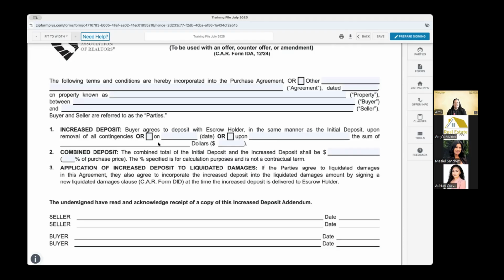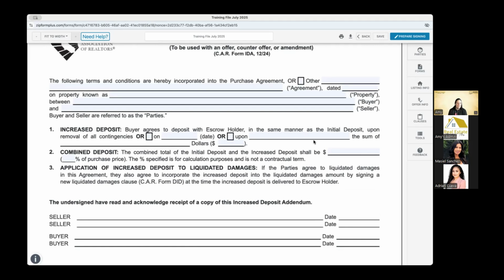All right, here's our increased deposit. Buyer agrees to deposit with escrow holder in the same manner as the initial deposit upon removal of all contingencies, or on blank date, or upon blank. So there are so many options there. The default is, after we remove contingencies, we're going to do this increased deposit. The second option for the or is on a specific date.